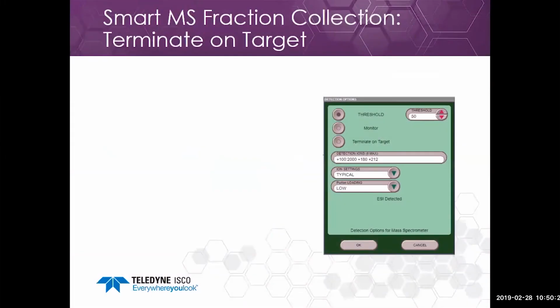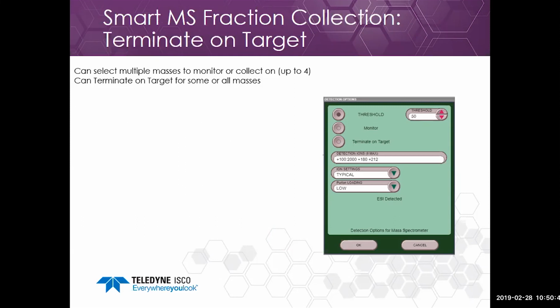And finally, the last mass spec feature we want to point out is our terminate on target. This is really useful as it saves solvent and time, because you can stop your run after you've collected your compound. With this feature, on all the systems currently, you can select up to 4 different masses to detect on. You can choose to terminate on target for some or all of the masses.